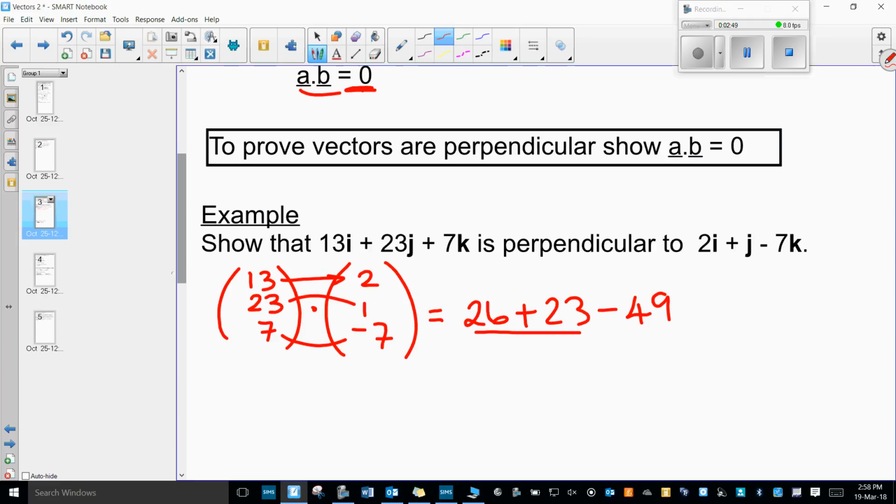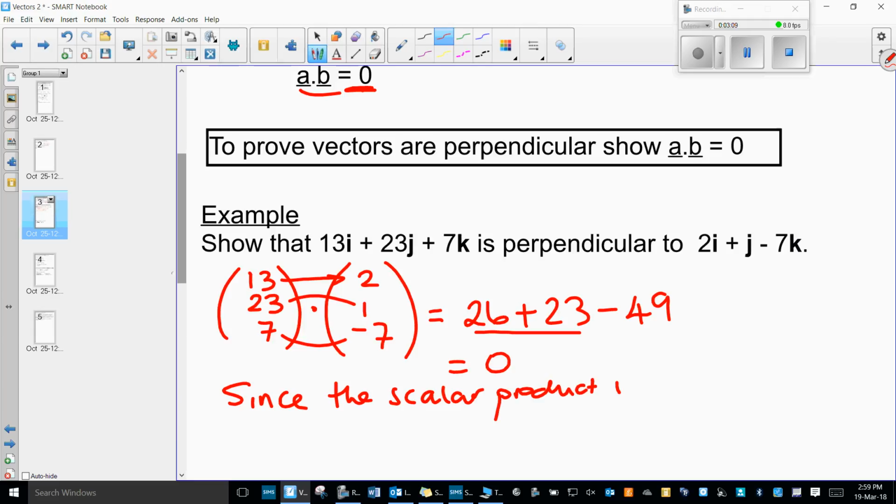Okay, now remember with a show that question, don't just leave it like that, make that final statement. So since the scalar product is 0, the vectors are perpendicular.